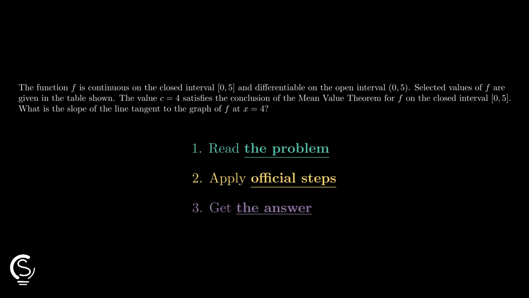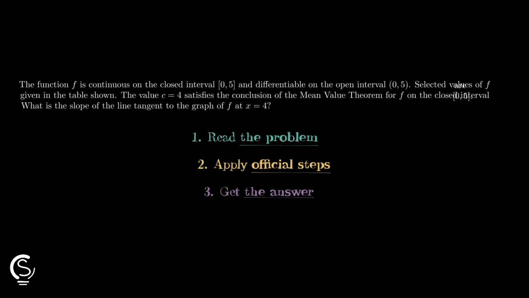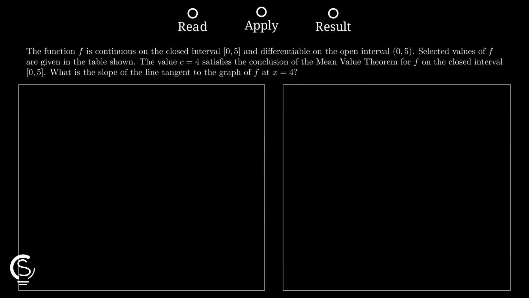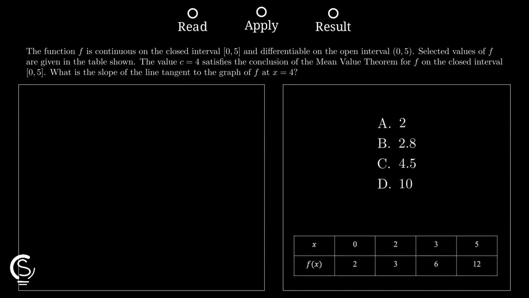Calculus problems like this are actually super fast once you know the trick. Let's find the tangent slope using the mean value theorem right now. According to the mean value theorem, if a function is continuous and differentiable, there must be a point where the instantaneous rate of change equals the average rate of change exactly.